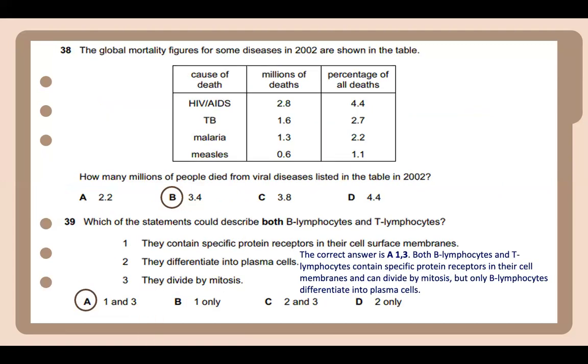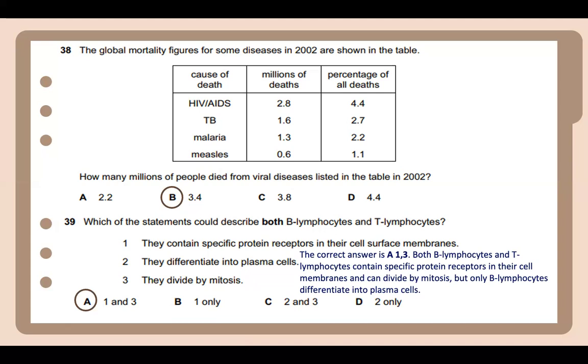The global mortality figures of some diseases in 2002 are shown in the table. How many millions of people died from viral diseases listed in the table in 2002? The answer is B, 3.4 million.